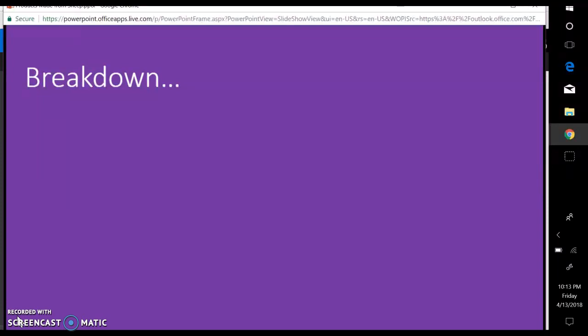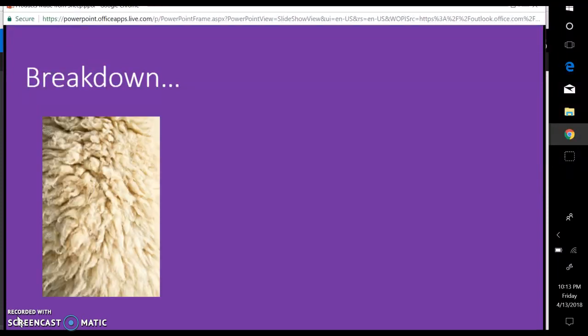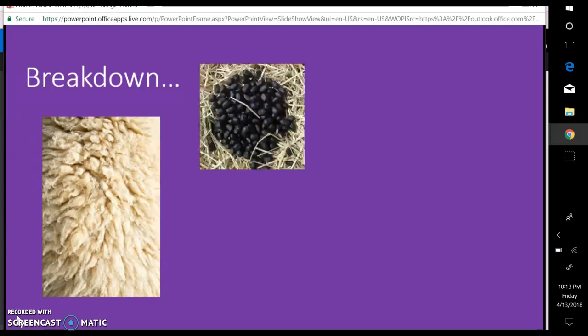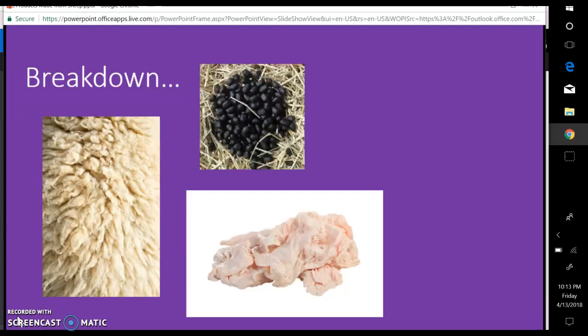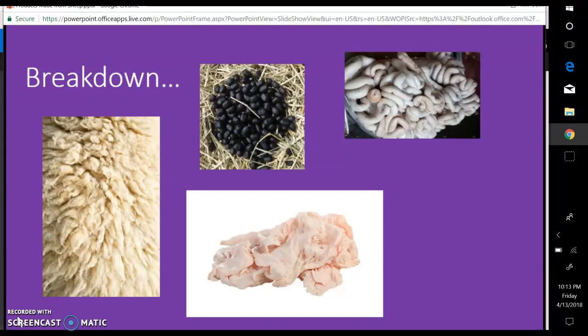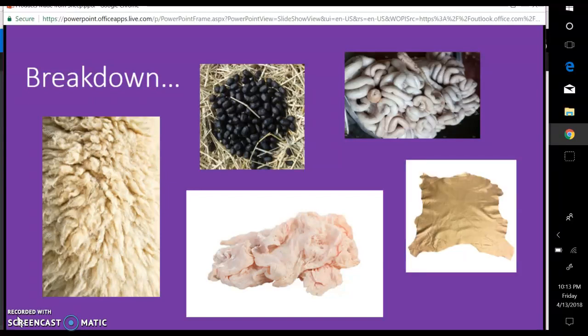The sheep can be broken up into 5 major components, which are the wool, the manure, the fat, the intestines, and the skin. And from all of these, we can get thousands of different products. But today, we're only going to list a few.